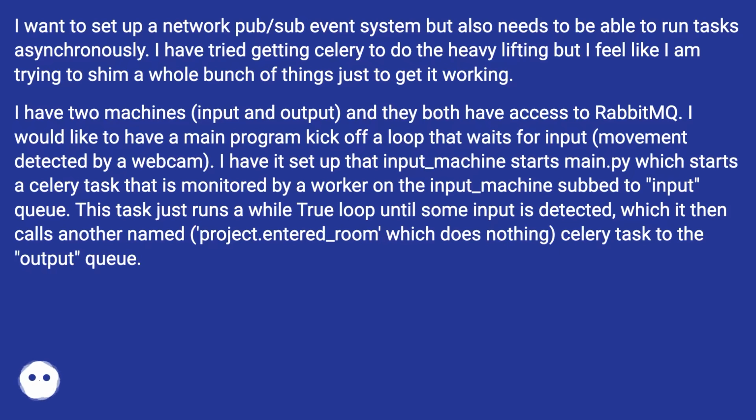I would like to have a main program kick off a loop that waits for input movement detected by a webcam. I have it set up that input_machine starts main.py, which starts a Celery task that is monitored by a worker on the input_machine sub to input queue. This task just runs a while true loop until some input is detected, which it then calls another named project.entered_room, which does nothing, Celery task to the output queue.